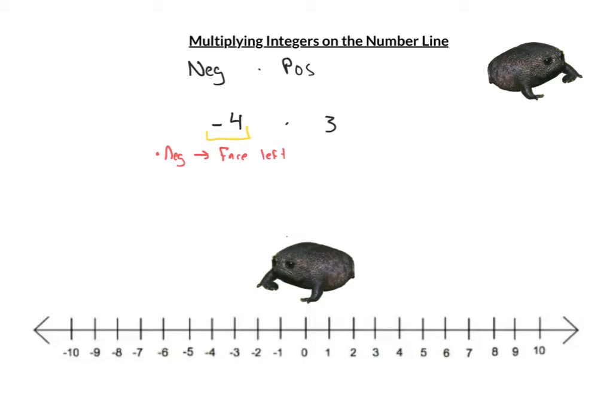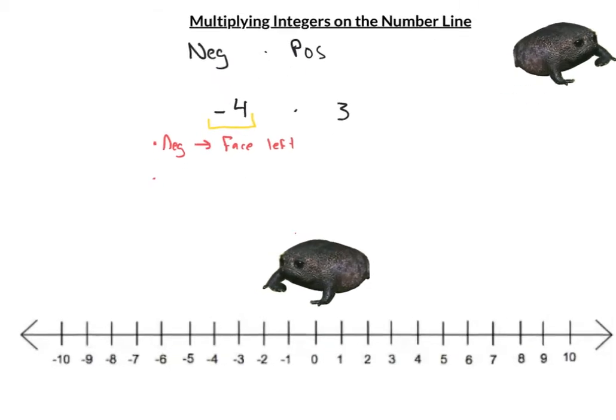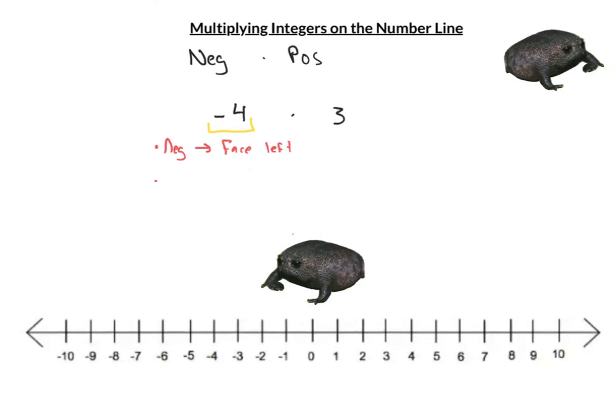All right, so we're going to face left, and then that 4 still tells us, that negative 4, I'm sorry, it still tells us that we are going to move 4 times. So we're going to jump 4 times. And then that negative means we're going to jump 4 times to the left.